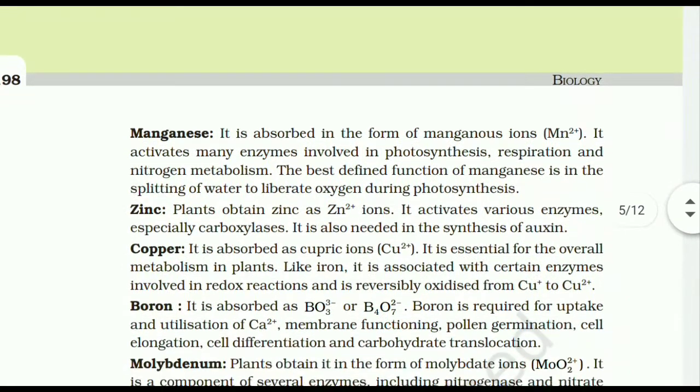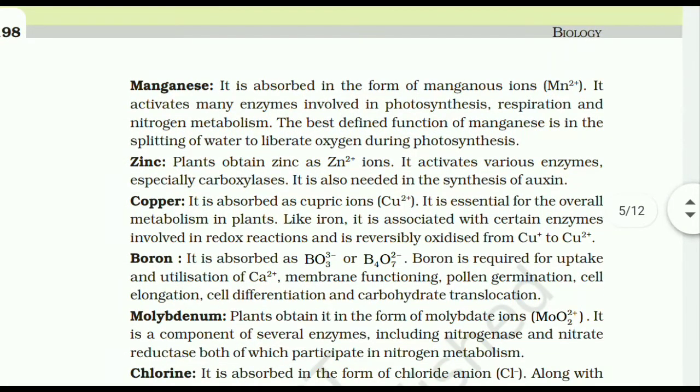Manganese. It is absorbed in the form of manganese ion, that is Mn2+. It activates many enzymes involved in photosynthesis, respiration, and nitrogen metabolism. The best defined function of manganese is the splitting of water to liberate oxygen during photosynthesis.